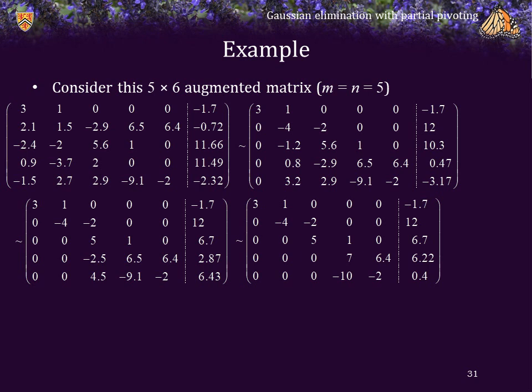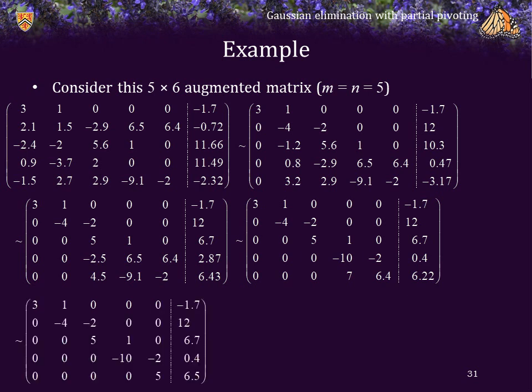Looking now at column 4, the largest in magnitude entry that is also a leading non-zero entry in column 4 is in row 5. That is, it is the value negative 10. So we will now swap rows 4 and 5. Having done so, we will now add 0.7 times row 4 onto row 5, yielding this matrix here. We see that this matrix is in row echelon form, and therefore we are done.